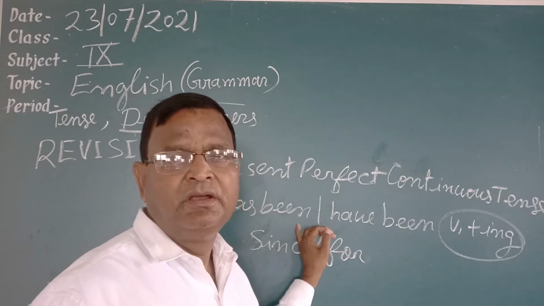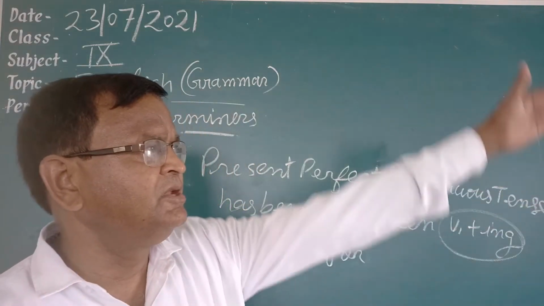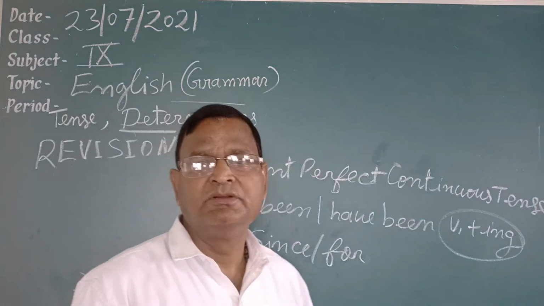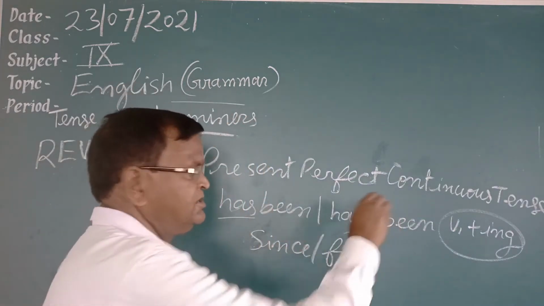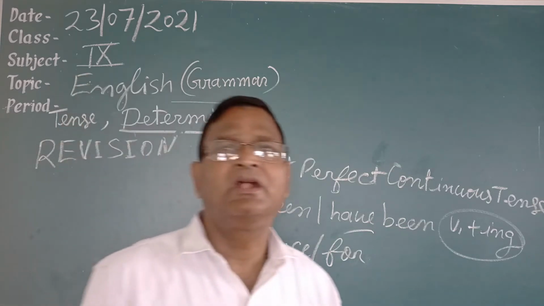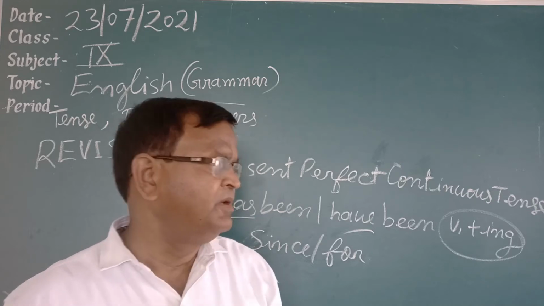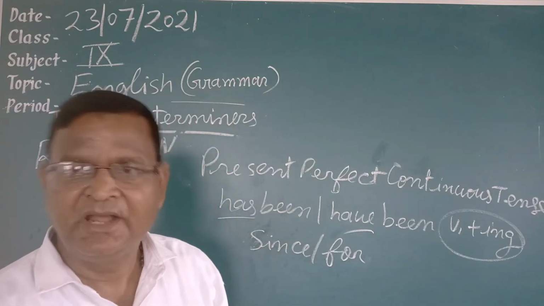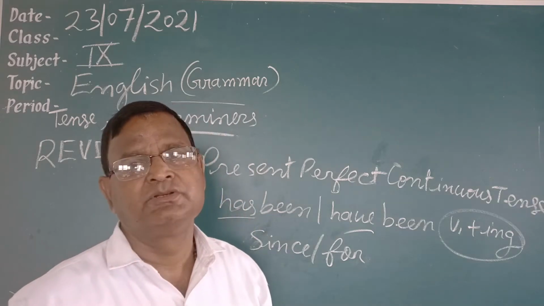Example you can take, I have been writing a letter since morning. She has been cooking food for 2 hours. If negative is there, after writing has or have, not is used. They have not been playing cricket in the field since 2 o'clock. My brother has not been reading a story for 2 hours, like that.